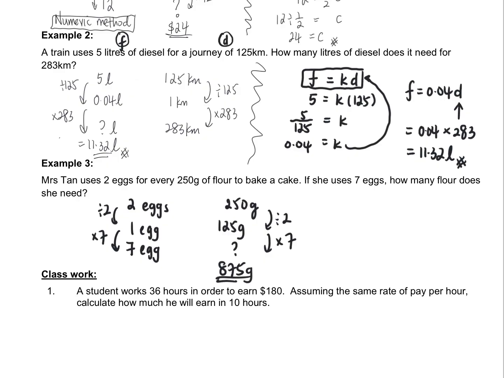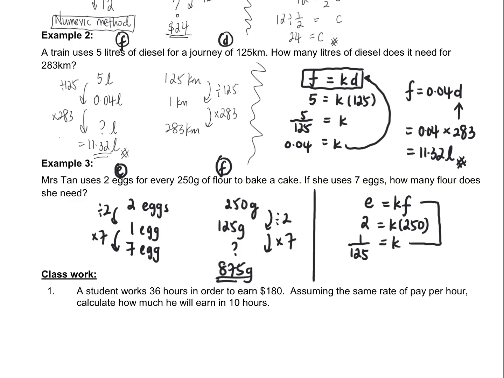Okay, so this is the amount of flour you need. So algebra, same thing. Let's relate x with flour. So E is directly proportional to F. Okay, so put in x as 2, put in the flour as 250. So this is just 1 over 125. So once you find k, put it back into your equation. So this is the equation.